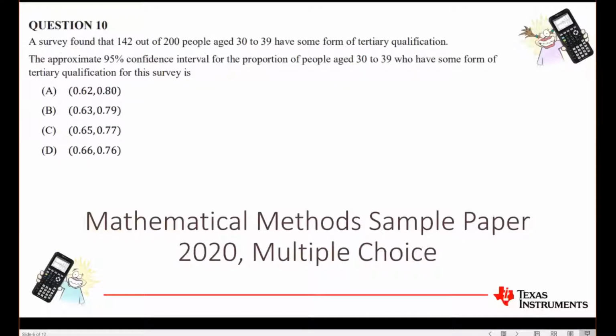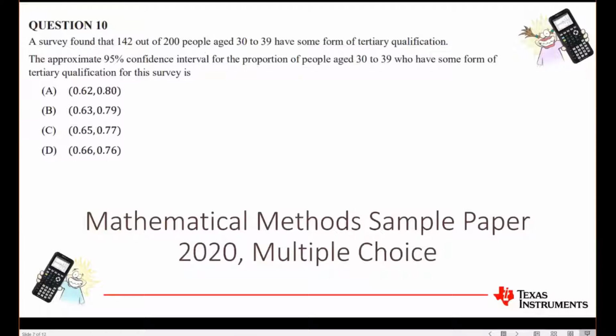Okay, again, more statistics. Question number 10 is a confidence interval question, and it's a binomial confidence interval. I can tell that because we're talking about people having tertiary qualifications. So they either have it or they don't. It's not something that we're measuring. So we're using a binomial distribution here.